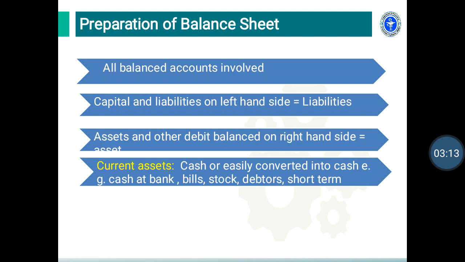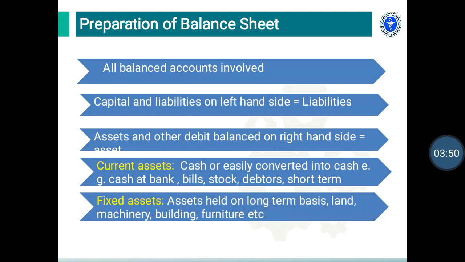When we go for preparation of the balance sheet, different points should be taken into consideration. These are very important points for preparation of the balance sheet. So the first point is current assets. Current assets are those which are either in the form of cash or can be easily converted into cash within a year. For example, cash at bank, bills, stock, prepaid expenses, debtors and short-term securities. These are examples of current assets.